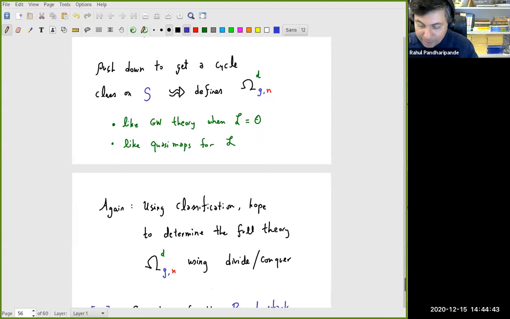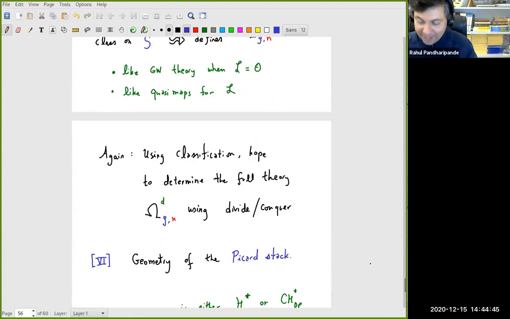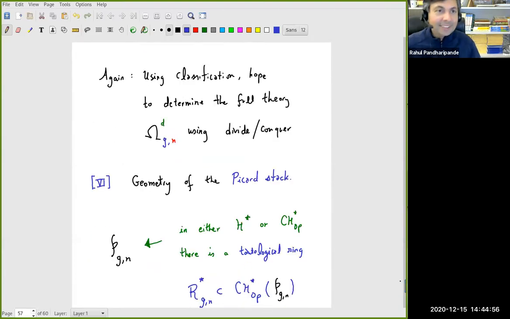So again, one could hope to try to solve this by this kind of divide and conquer. All right, so then the last thing, we've actually come to the last paragraph here, is the geometry of the Picard stack.